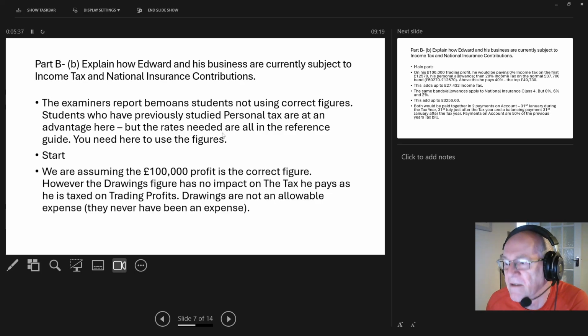So let's have a start. First of all, the assumption: I'm assuming the £100,000 profit is the correct figure. However, the drawings figure has no impact on the tax he pays as he's taxed on trading profits. Drawings are not an allowable expense. In fact, they've never been an expense. I must admit, I hate it when I come across teachers who taught drawings as an expense. It gets you through a level 2 trial balance question, but it's very technically wrong.